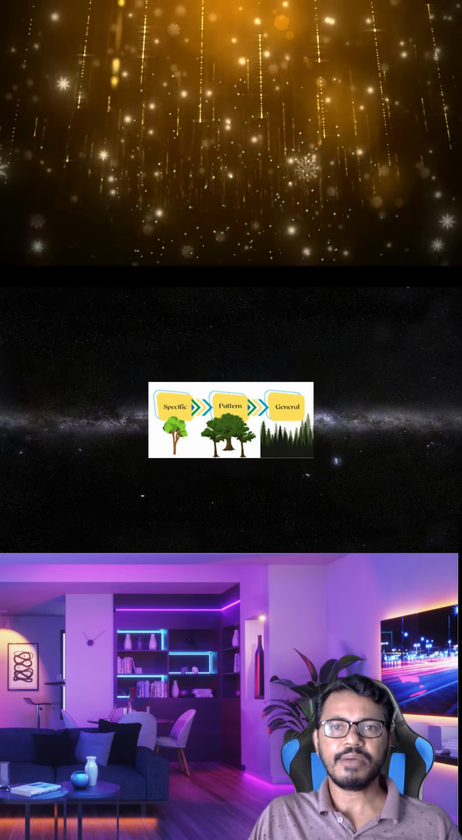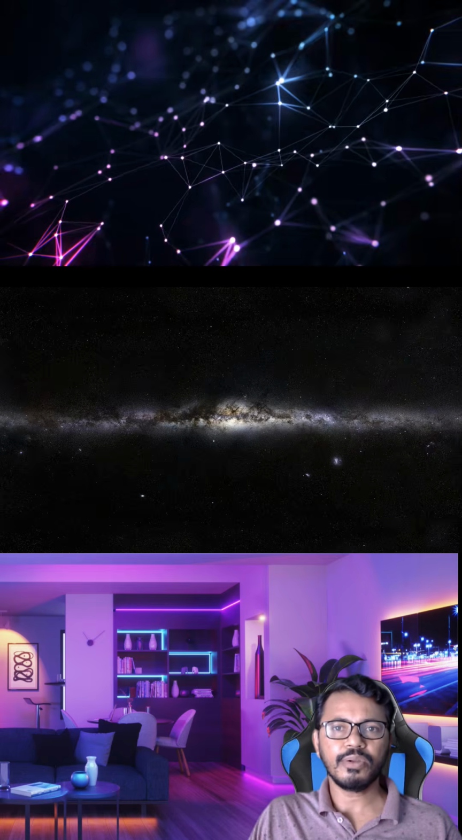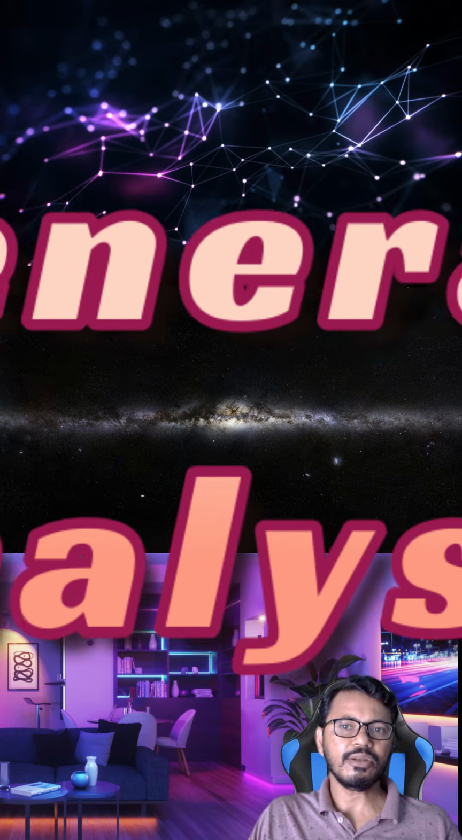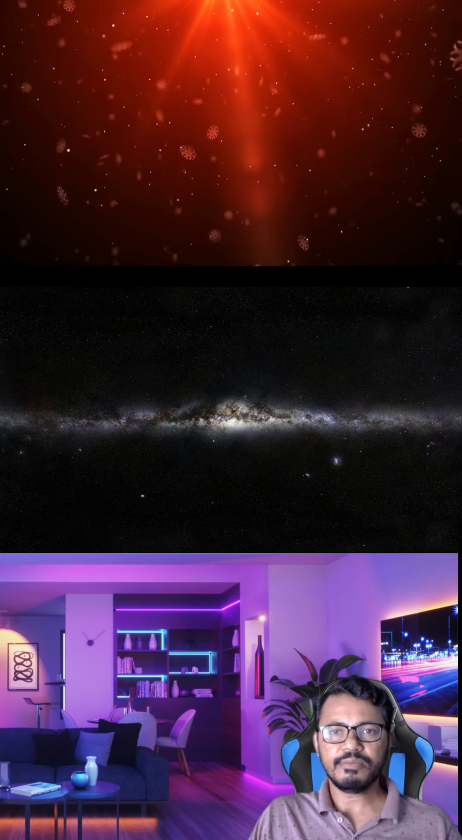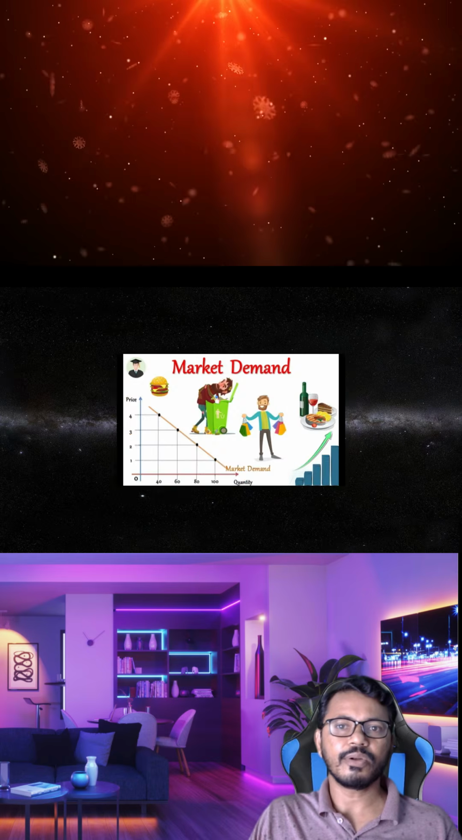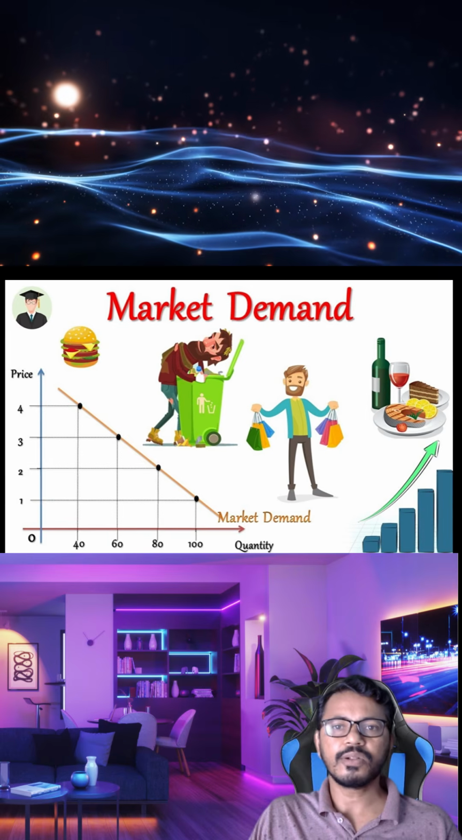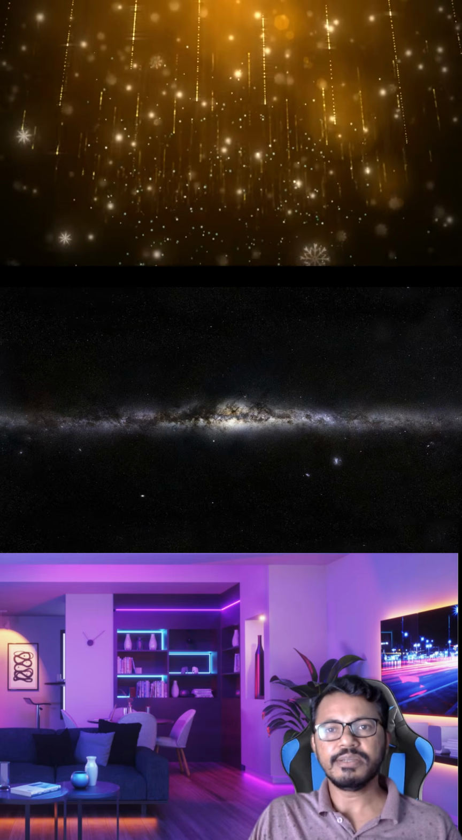For example, if I'm observing that my individual demand curve is downward sloping, depending on my individual demand schedule, and depending on that observation, I'm concluding a general analysis. That means the market demand curve or demand curves of all the individuals identical to me are also downward sloping, since I have observed a specific demand curve.